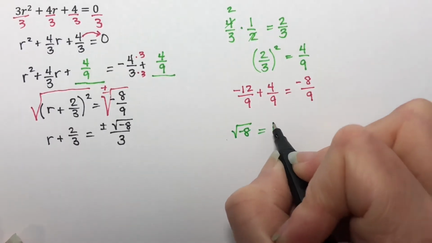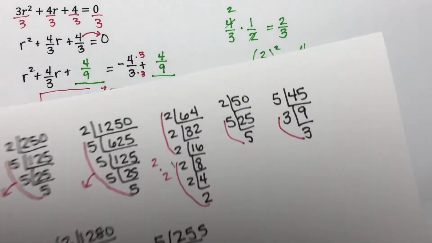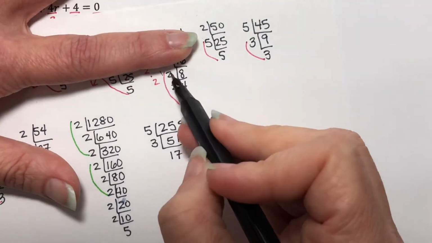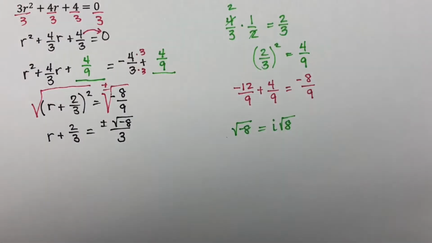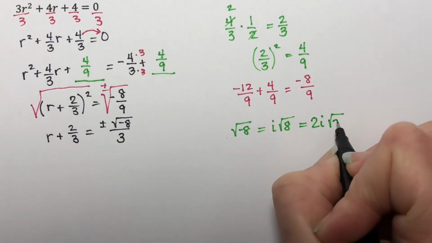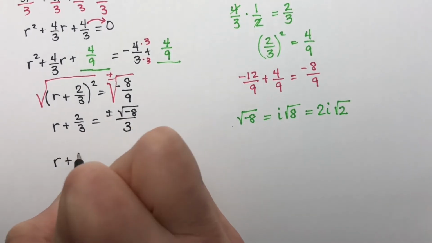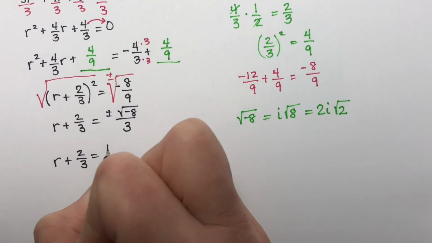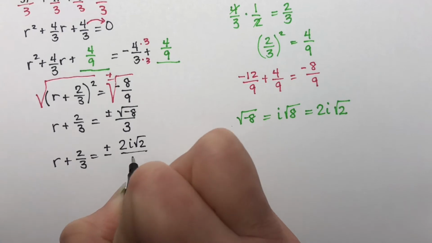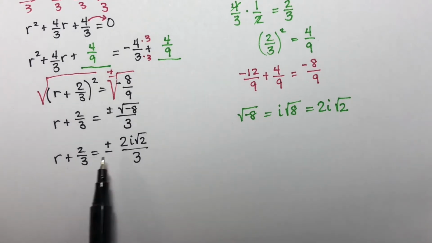Well, I know I can pull an i out of that. So I get i square root of 8. But can 8 simplify? Yes, you probably have it memorized by this point because it comes up all the time. 8 is 2 square roots of 2. So this is 2i square root of 2. Okay, so what I have is r plus 2/3 is equal to plus or minus 2i square root 2 over 3.